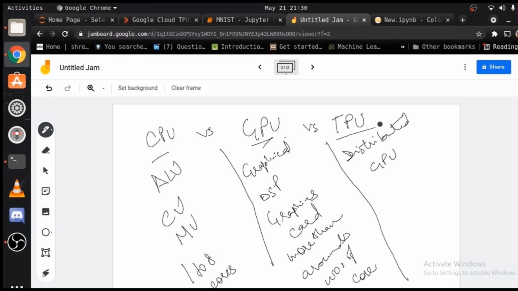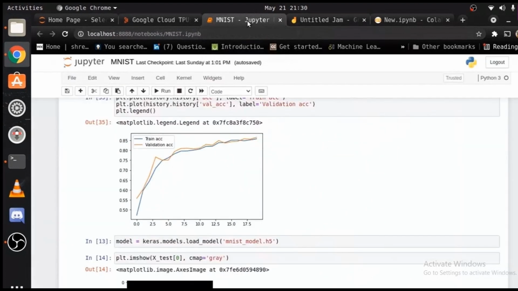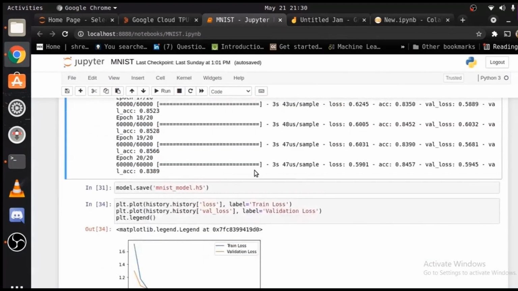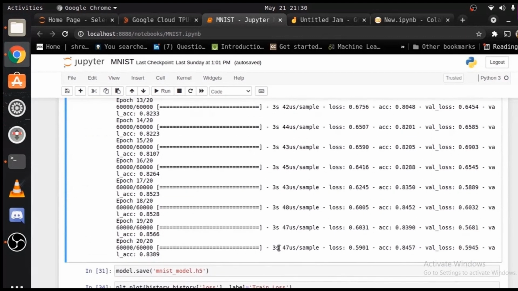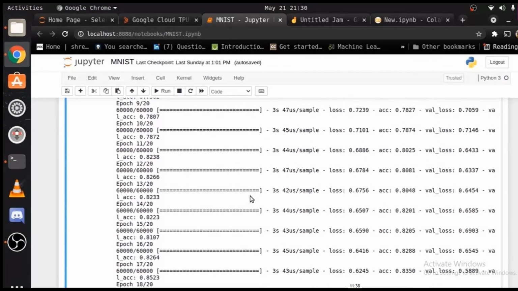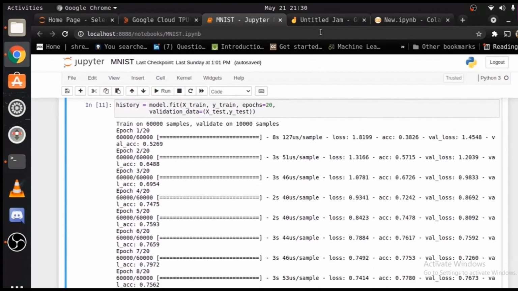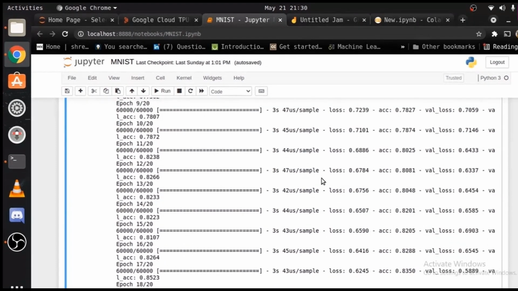You might have heard that sometimes a model takes a lot of time. This was a very small MNIST data set, so it did not take a lot of time. It took like 3 seconds for each epoch. If you multiply that by 20, it is 60 seconds. But again, this is a small data set. If you increase the data set and the number of epochs, the time is going to increase. The size is going to be massive.